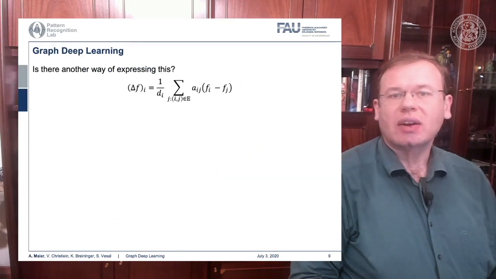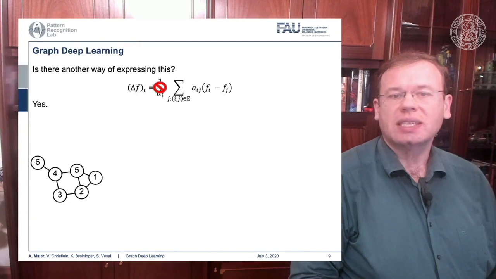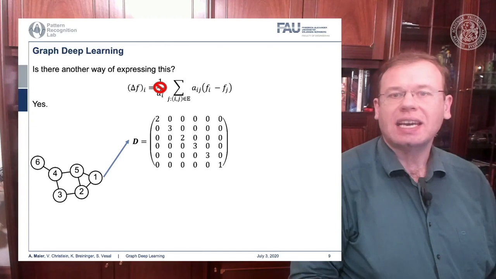Now, is there another way of expressing this? Well, yes. And we can do this if we look at an example graph here. So we have the nodes 1, 2, 3, 4, 5, and 6. And we can now compute the Laplacian matrix using the matrix D. And D is now simply the number of incoming connections into the respective nodes. So we can see that node 1 has 2 incoming connections, node 2 has 3, node 3 has 2, node 4 has 3, and node 5 also has 3, node 6 has only 1 incoming connection.